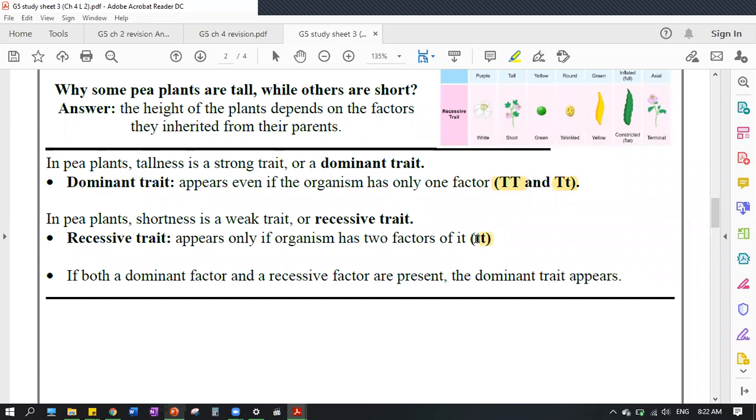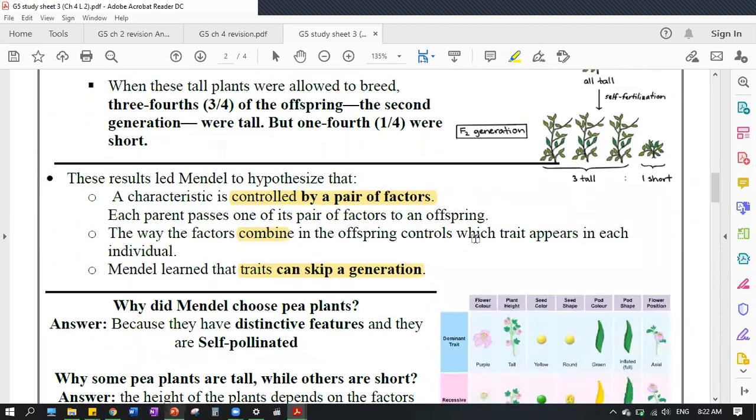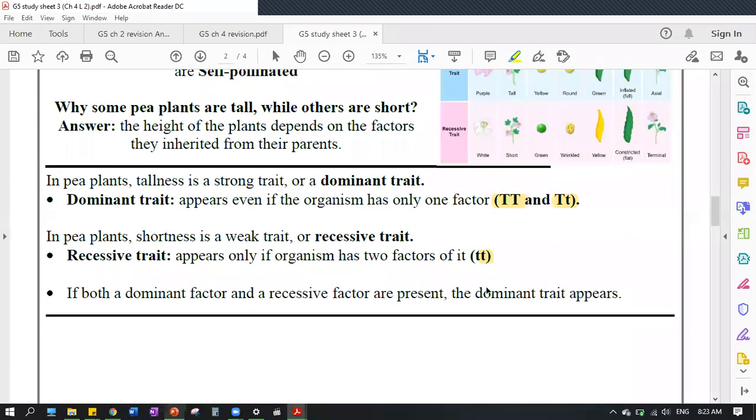So in the plants, the three tall plants in here, all of them had a T capital. Maybe they had two T capitals, maybe they had one T capital and one T small, but they still have the dominant trait. Yes, they still became tall ones.